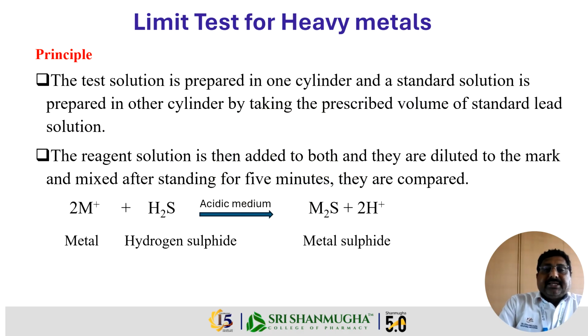So in this slide, the chemical reaction involved in the limit test for heavy metals is shown. Heavy metals react with hydrogen sulfide to form metal sulfide. The metal sulfide produces a brown color in the solution. The reaction can be written as metal ion reacts with hydrogen sulfide to form metal sulfide and hydrogen ion.